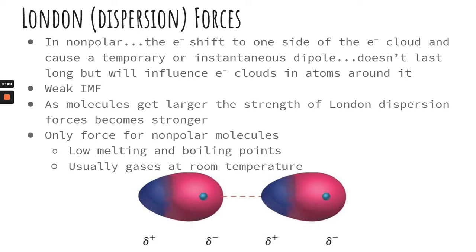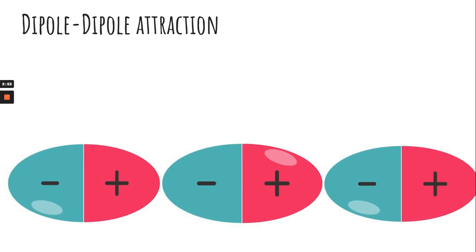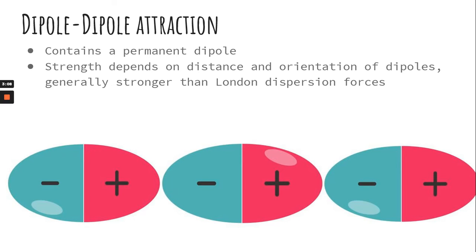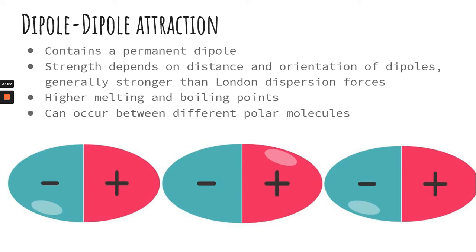A dipole attraction is within a polar molecule, and it contains a permanent dipole moment, meaning there's definitely a positive and a negative side of your molecule always. The strength depends on the distance and the orientation of the dipoles. It is stronger than the London dispersion forces, so it has a higher melting and boiling point than those with just London dispersion forces. And it can occur between different polar molecules. So you can have a dipole moment between water and ethanol. Even though they are different molecules, they're both polar.